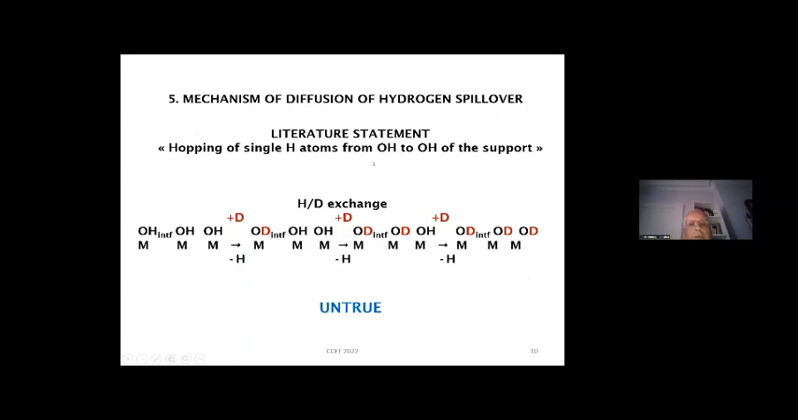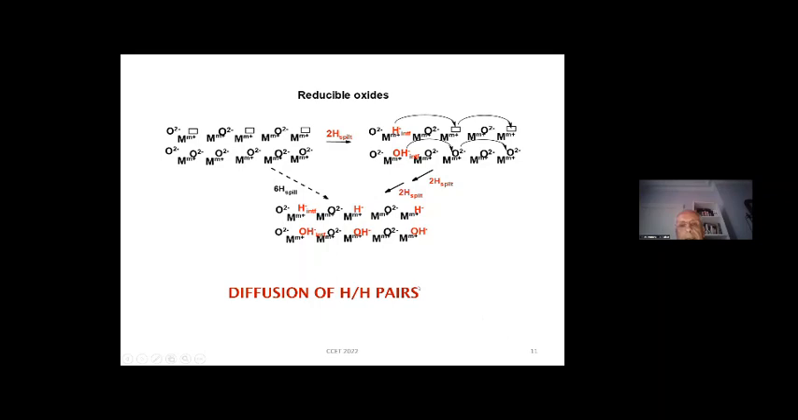Now, what is the diffusion mechanism of hydrogen spillover? The literature statement is that it consists in the hopping of single H atoms from OH group to OH group of the support. And this is generally demonstrated by a hydrogen-deuterium exchange reaction. The deuterium atom migrates from OH group to OH group. This is untrue. This is wrong.